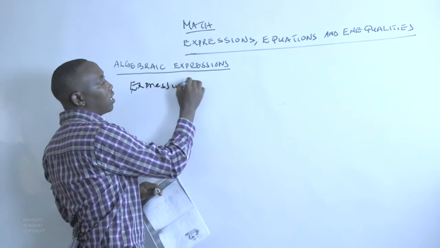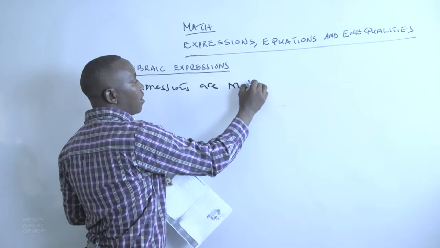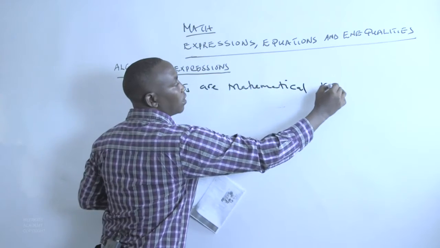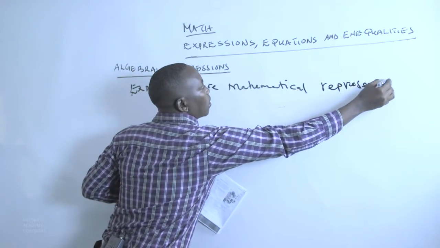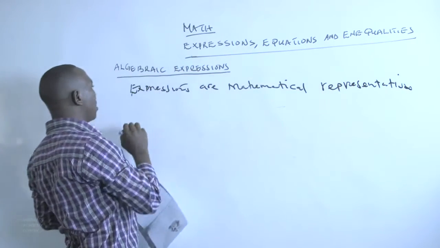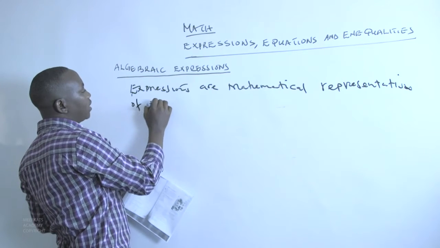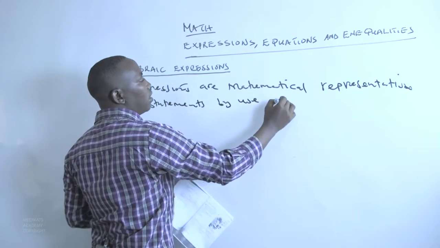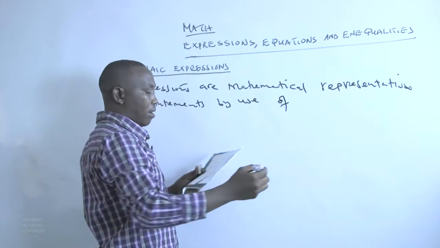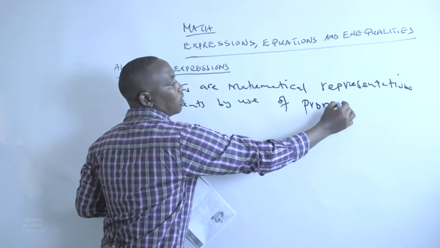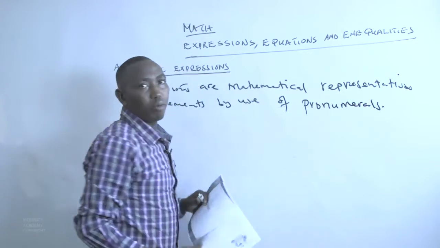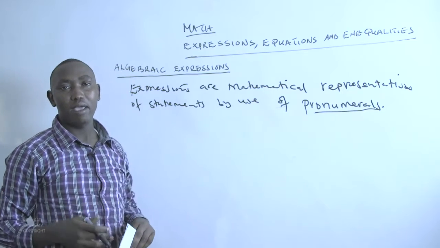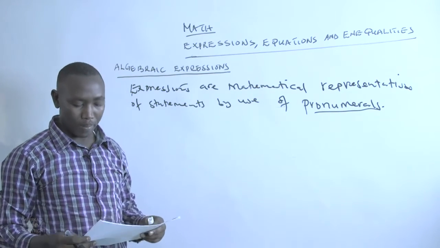So expressions are mathematical representations of statements by use of what you call pronumerals. Pronumerals are simply the alphabetical letters such as A, B, C, and D.